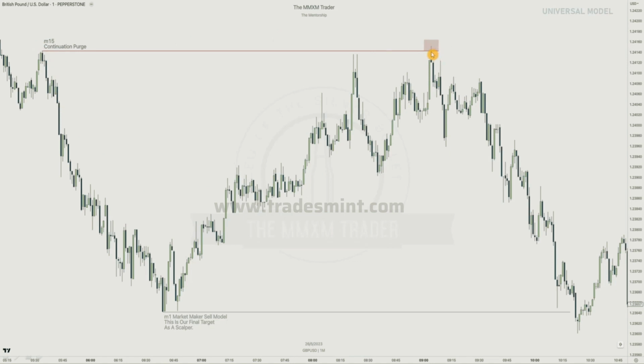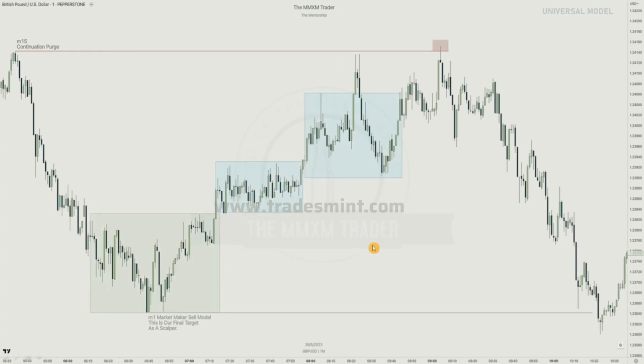It is all fractal. Instead of a 4-hour purge or a daily purge, now we're looking at that 15-minute purge because we are scalpers, right? Again, the market maker sell model is completed once we take out this original consolidation and that sell side liquidity down here. Outline that original consolidation, accumulation phase number 1, accumulation phase number 2, and the smart money reversal up here.